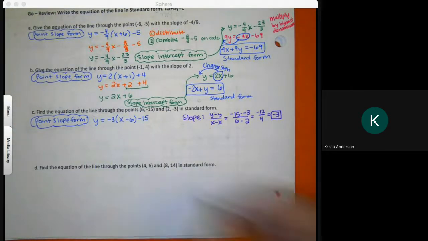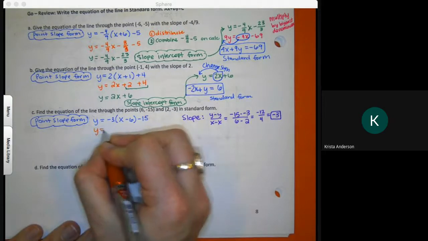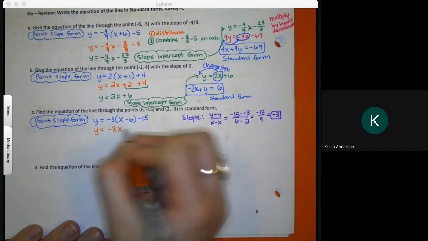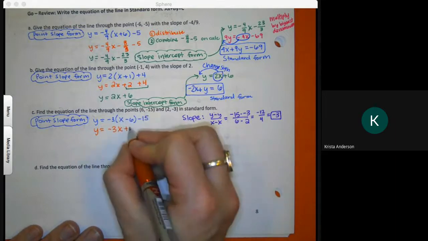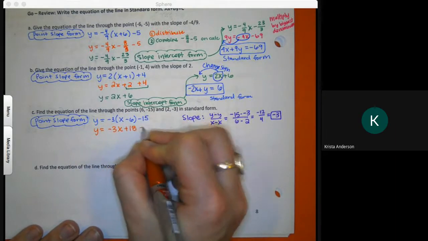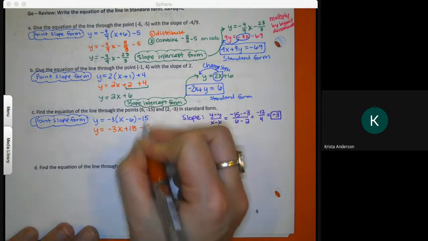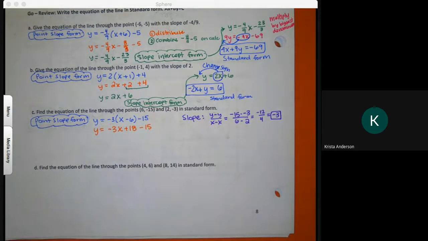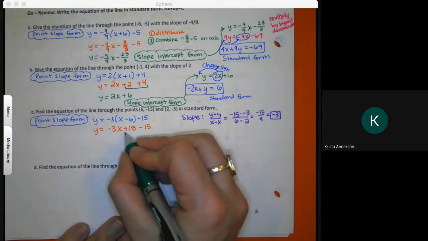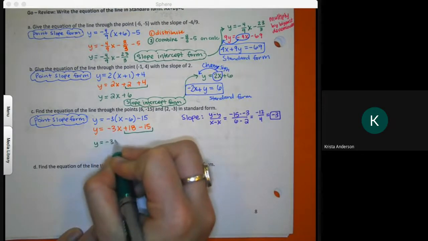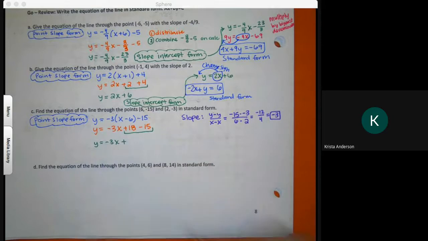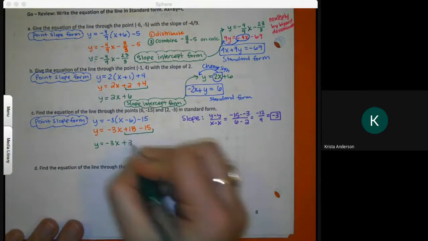When I distribute, negative 3x plus negative 3 times negative 6 is positive 18. Minus 15 stays the same outside. 18 minus 15 is 3.